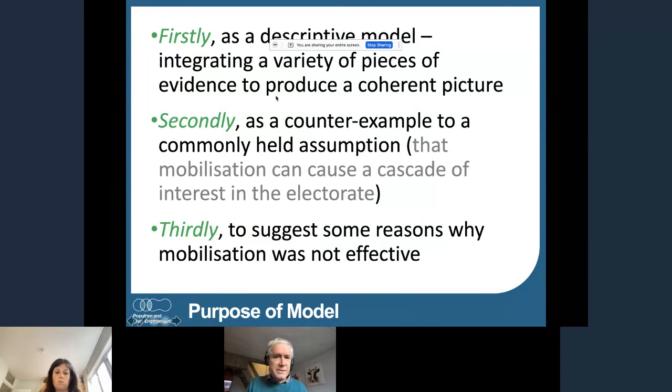So what's this complex model? It's mostly the complex model I'm going to talk about. What's it for? Firstly, it was a descriptive model, integrating lots of bits of evidence to try and produce a coherent picture. Then it was used as a counterexample to a commonly held assumption in the political science field, namely that mobilization by political parties can cause a cascade of interest in the electorate. They mobilize someone who then mobilizes someone else, and so on, to vote. And thirdly, to look at some of the reasons why mobilization didn't happen as a cascade.